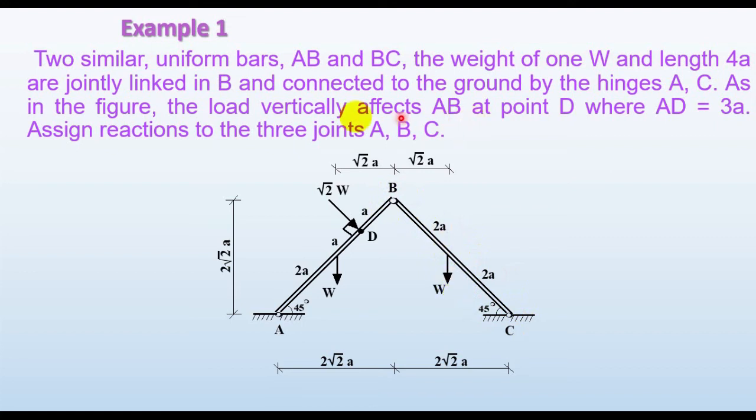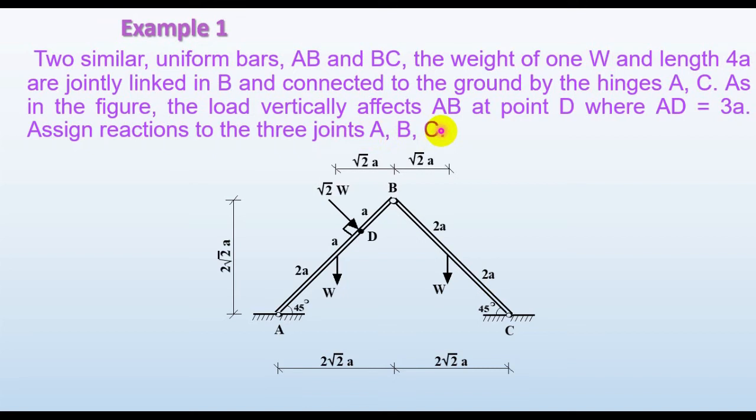Also, the load affects A, B vertically at D here, so it is perpendicular to that bar. That means this angle is a right angle on that bar, not on the floor. Where AD is 3A. Assign the reaction at the 3 joints A, B, and C. So we want to get the reactions at those points.